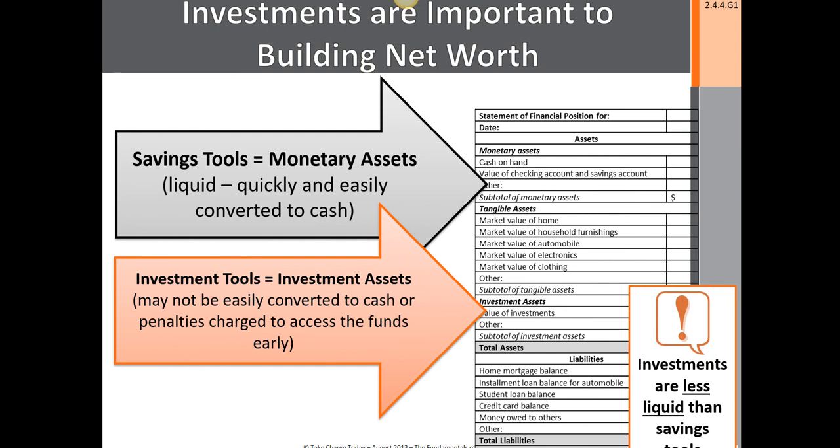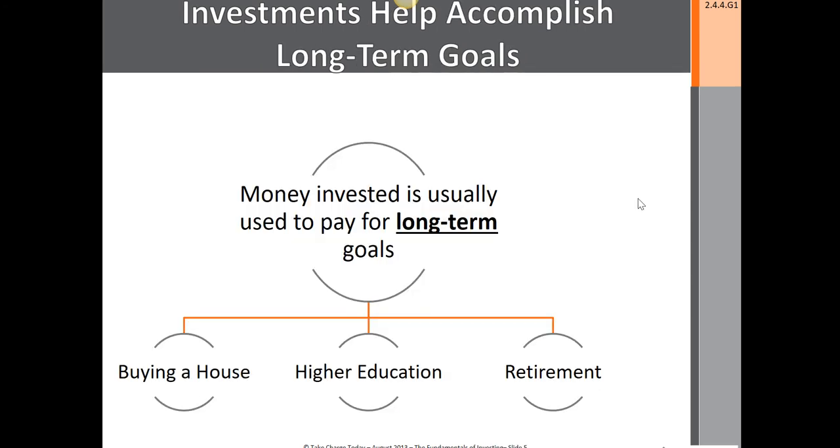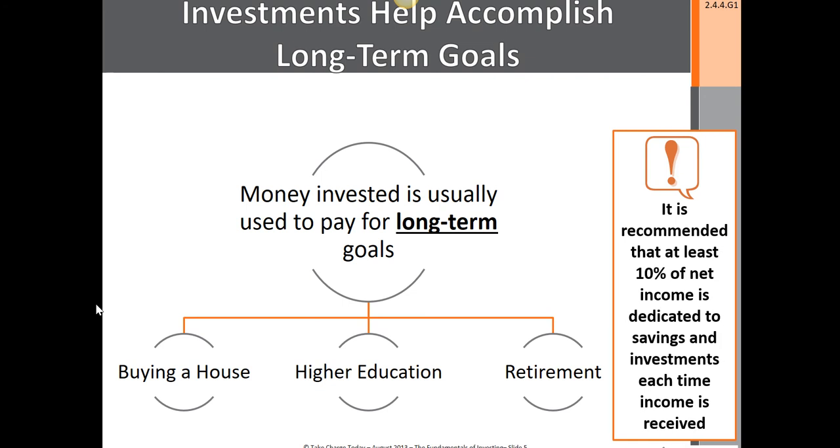Investments are less liquid than savings, basically meaning you cannot convert them to cash as easily. That's why we tell you to have both in your portfolios. Investments help accomplish long-term goals, okay? So this could be buying a house, higher education like college, or your retirement. Most people use it for retirement.